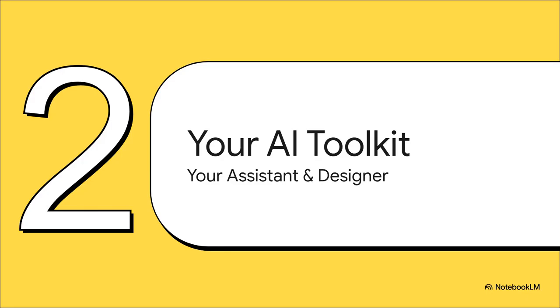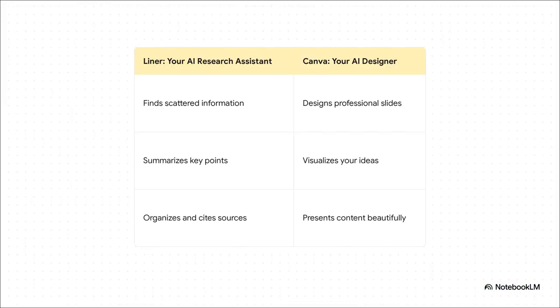Okay, so that's the problem. Now for the solution. What if you had a team to handle all that grunt work for you? Well, let's meet them. Here's your new AI toolkit, your own personal research assistant, and your on-call designer. So think of these two tools as the ultimate dynamic duo. First up, you've got Lainer. This is your AI research assistant. It just dives headfirst into the internet, finds all that scattered info, and then, get this, it summarizes the key points and organizes everything for you, complete with citations.